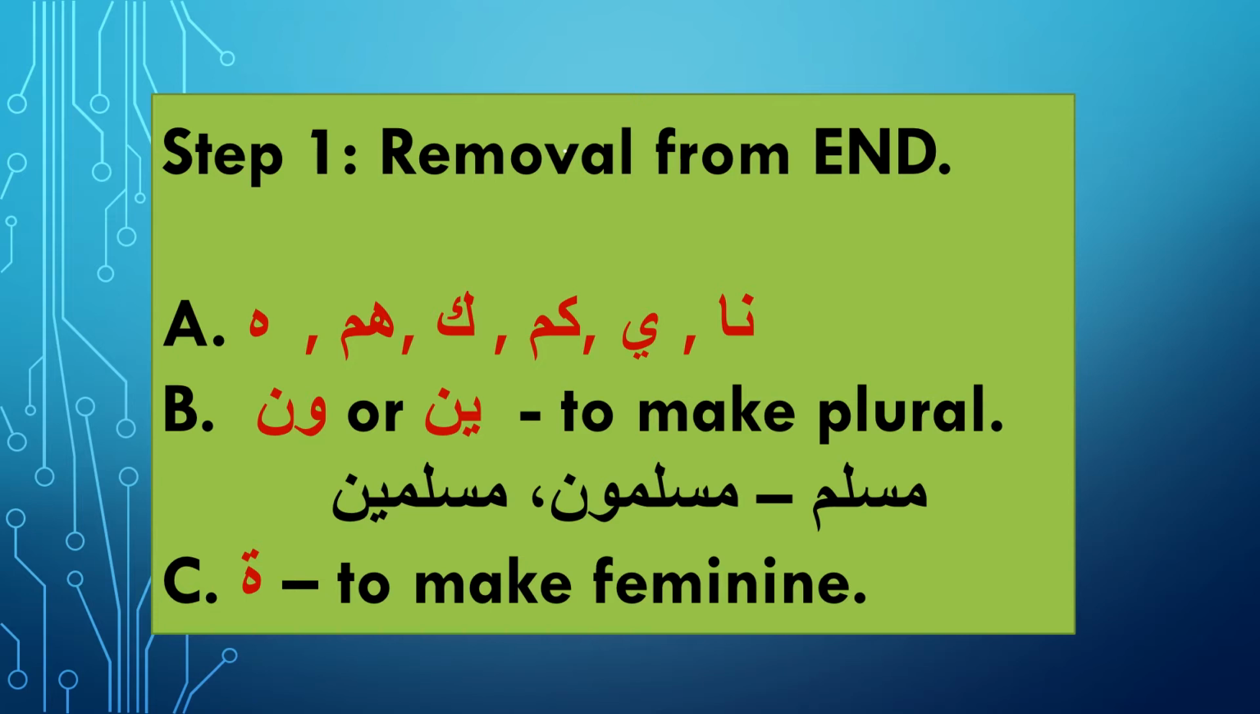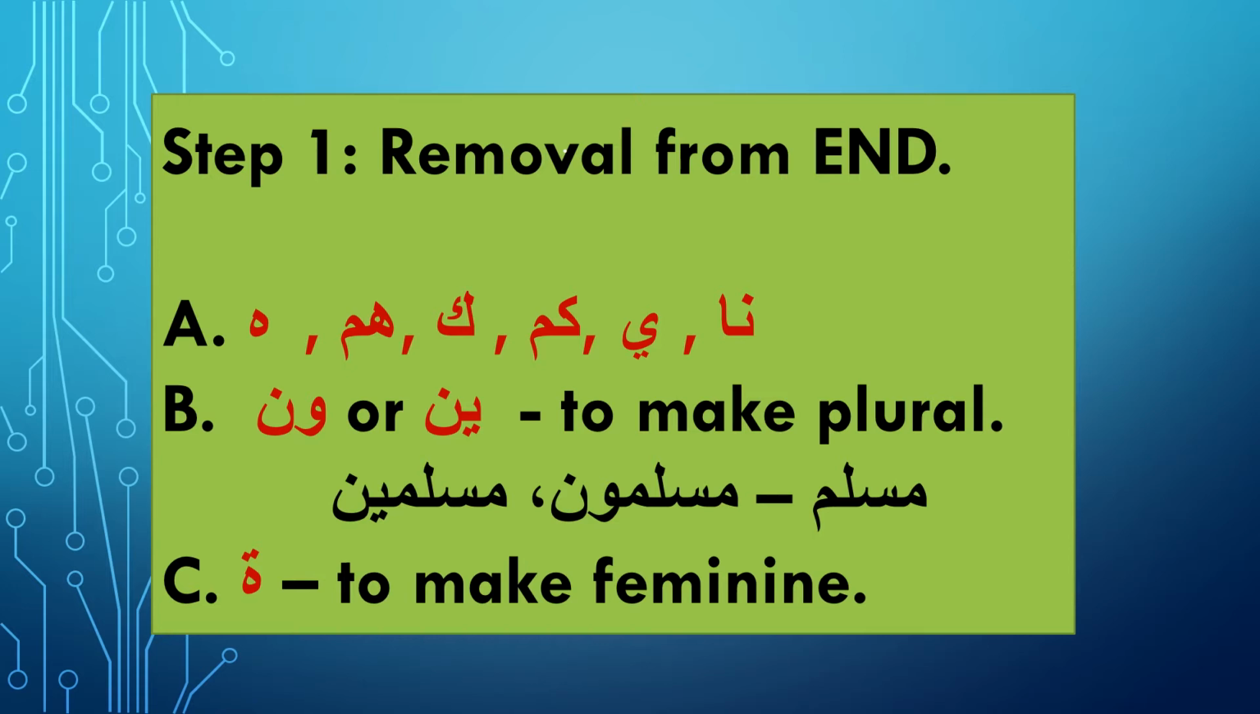Removal from its end. Hu, hum, ka, kum, ina, ha, huma, hunna, ki, kuma, kunna. If you have these letters, remove them. If you have ina or una, then remove them. It indicates plural form. Muslim, muslimun. Plural of Muslim is muslimun. So ina and una is added to make a word plural. And the third one is ta marbuta. This generally indicates feminine. If a word contains ta marbuta, remove it.